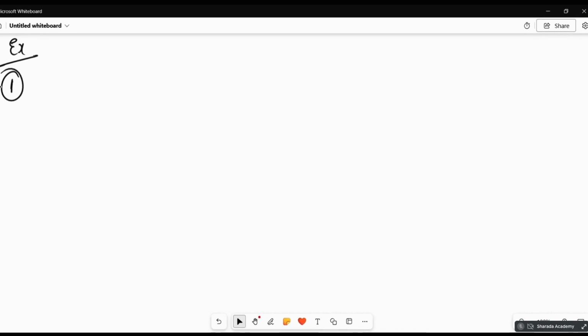Exercise problems. Okay. A piece of wire. Write down: a piece of wire of resistance R. We'll not write the question, answers we will do. R is cut into 5 equal parts. These parts are connected in parallel. If the equivalent resistance of this combination is R dash, then find the ratio of R by R dash.